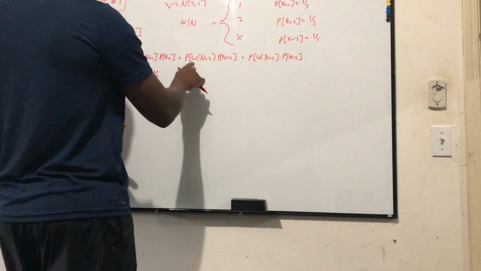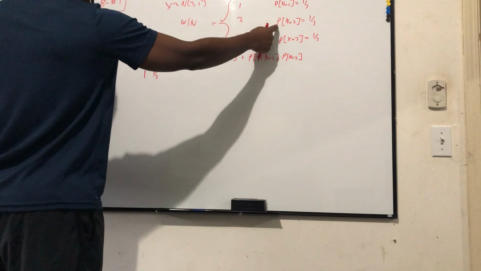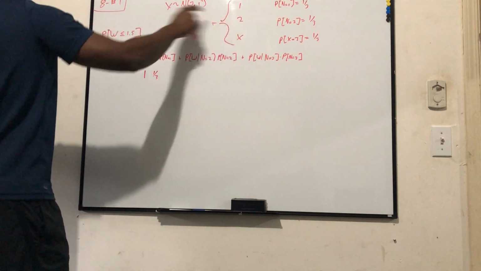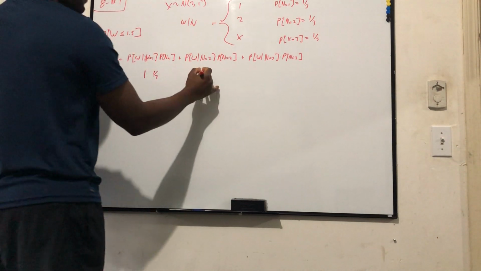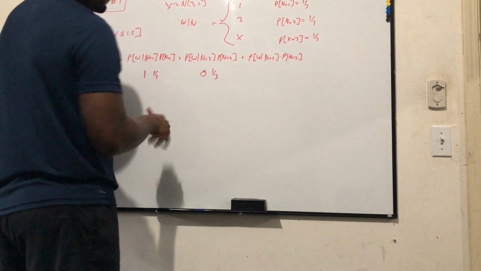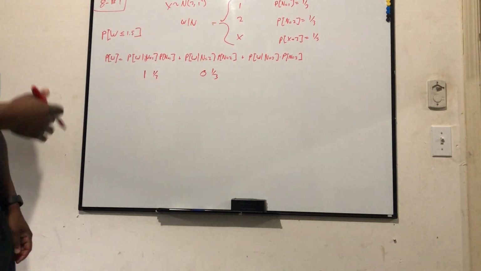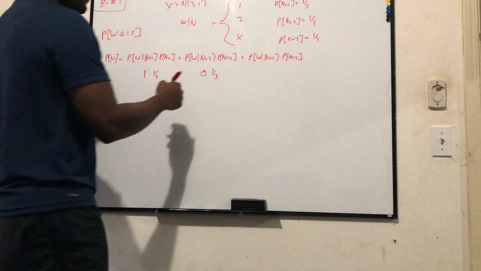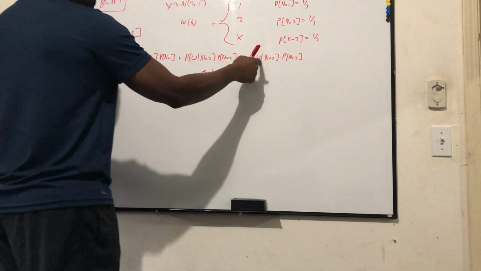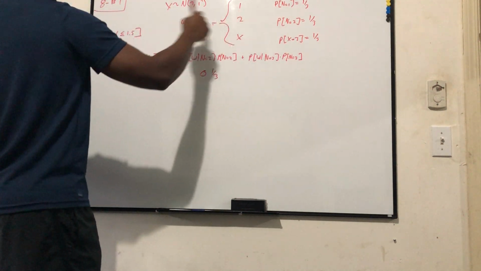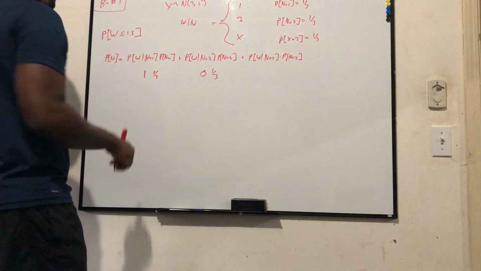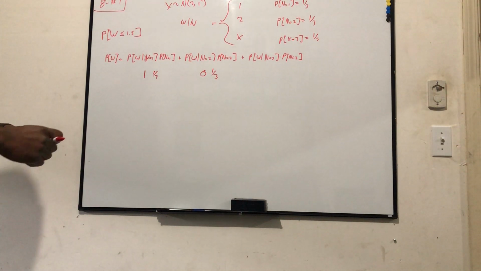So what about this? When N is 2, is our score going to be under 1.5? No, it's not. Not at all. It's just not going to be. But what about when N is 3? What's the probability of W being under 1.5?